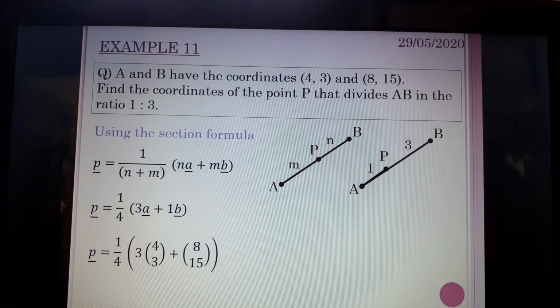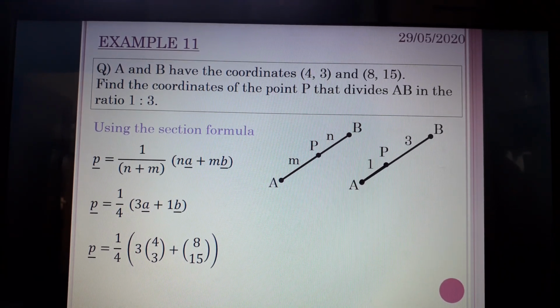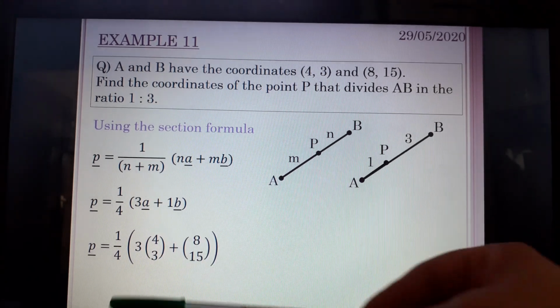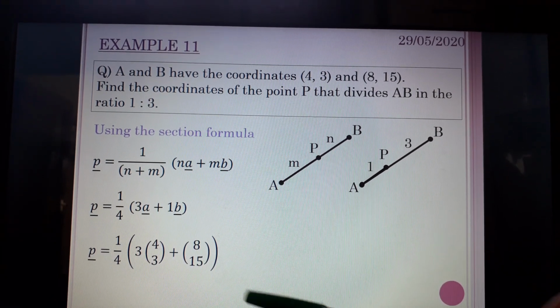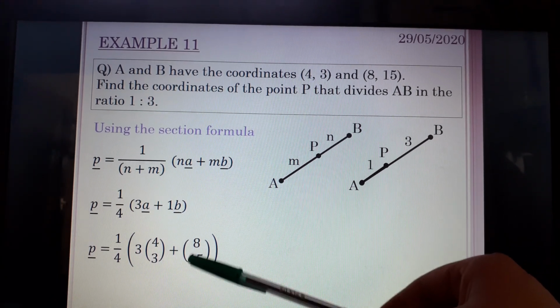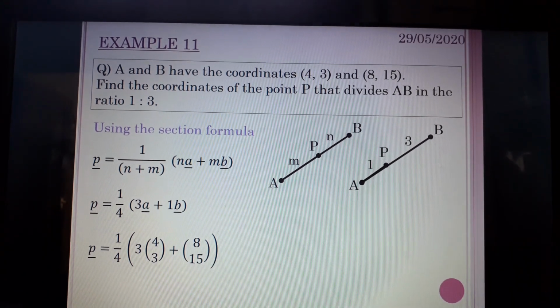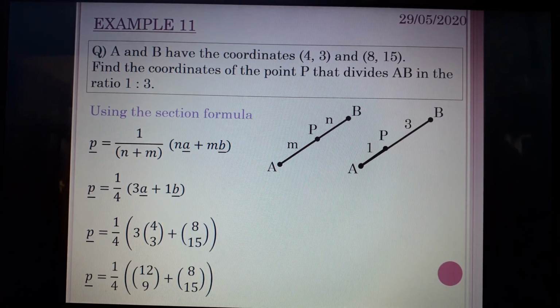Remember, you get your position vectors from using the coordinates. The coordinate of A is 4, 3, so position vector A will be 4, 3 written as a column vector. Okay, and it's 1 times position vector B, so there's nothing in front of that position vector because it's just a 1 times that.